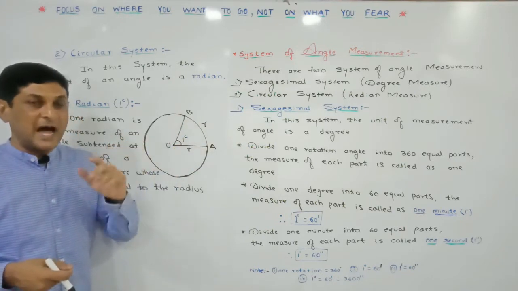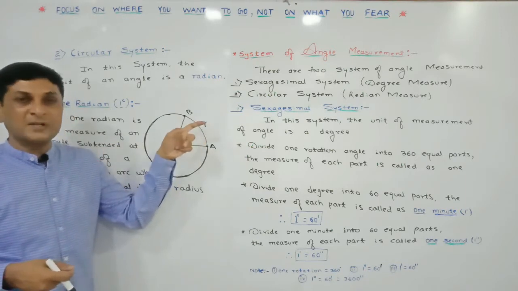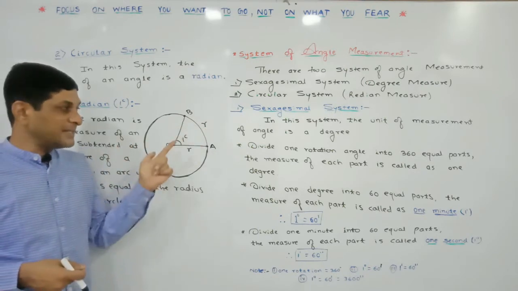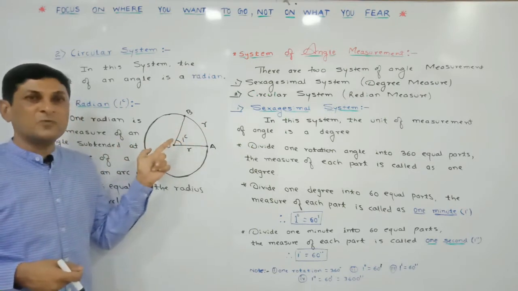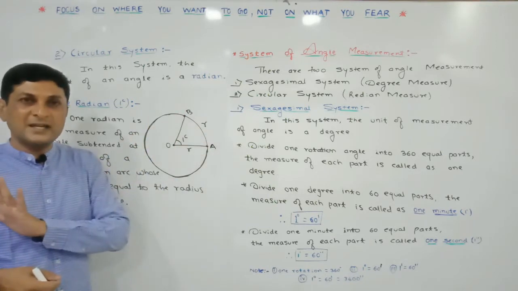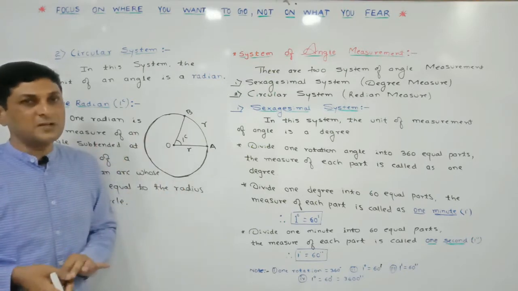Arc of the circle. And the length of this arc will be equal to what? Radius. If the length of this arc is equal to the radius, at that time only we can say that it subtended an angle of 1 radian at the center of the circle. If this arc length is not equal to the radius, then at that time we cannot say that this angle will be equal to 1 radian.